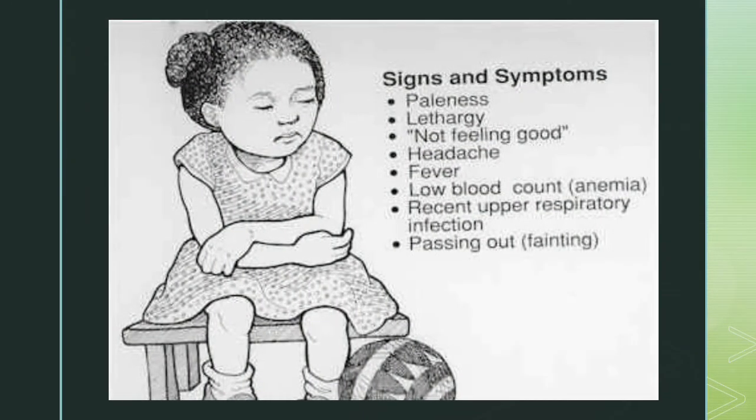Children with this disease can also be observed for paleness, lethargy. They can say they don't feel good. They can complain of a headache, a fever, low blood count, a recent upper respiratory infection, and they can also pass out.